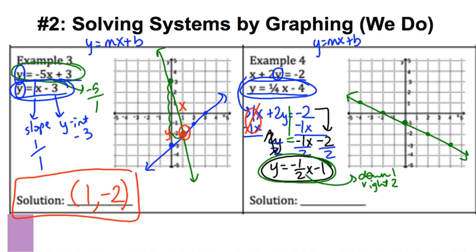Y equals 1/4 x minus 4, so I'm going to go down to negative 4. Go up 1, to the right 4, 1, 2, 3, 4. Notice how quickly you were able to find the solution. To find where they cross, it's right here. The x value first, and then the y value here. So it is 4, comma, negative 3. And that is your solution.